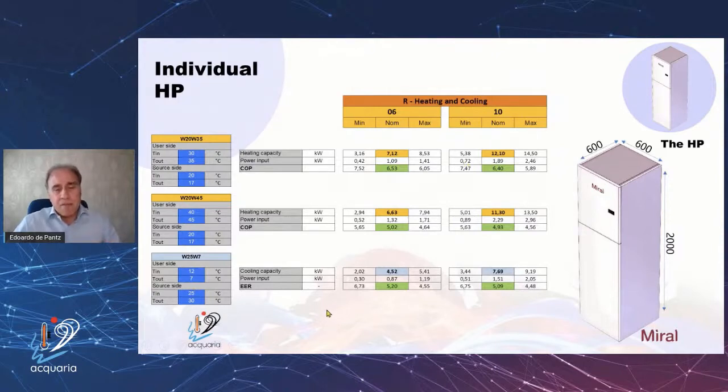The standard as a reference is the 14511, but I give you here as a working example three different working points. In heating, 30-35, typical for underfloor heating, or 40-45 in the case of fan coil, and on the loop side, 20-17. And one cooling condition that is, for example, 7-12, typical fan coil, and 25-30 on the loop side. In this case, we can see that the heating capacity is roughly 7 and 12 kilowatt for the two sizes, with a COP of 6.5 in the case of underfloor heating, or 5 in the case of fan coil. And the cooling is 4.5 and 7.7 cooling capacity, with a COP of 5.2 and 5.1.